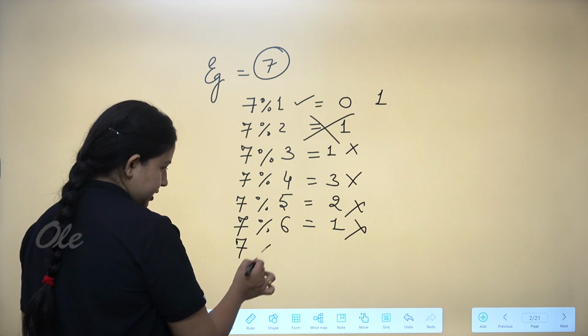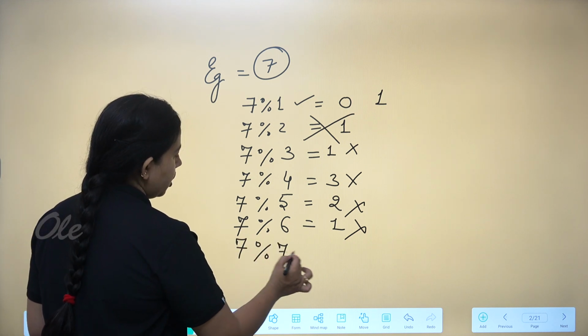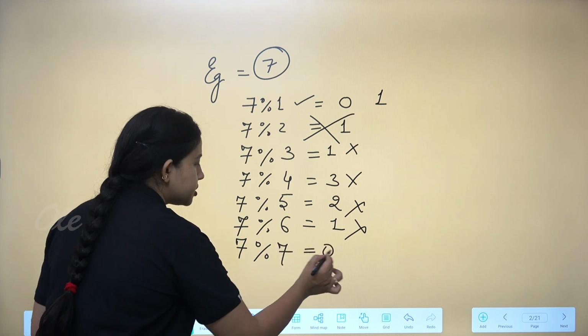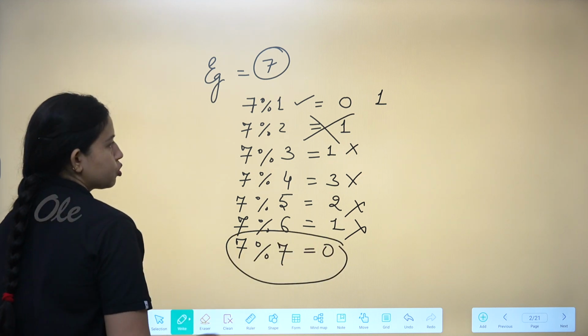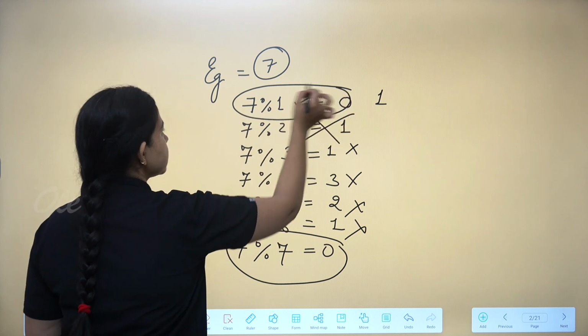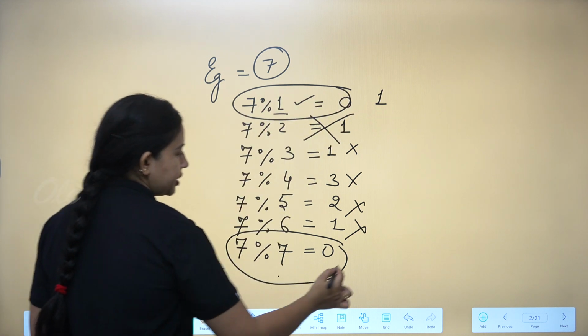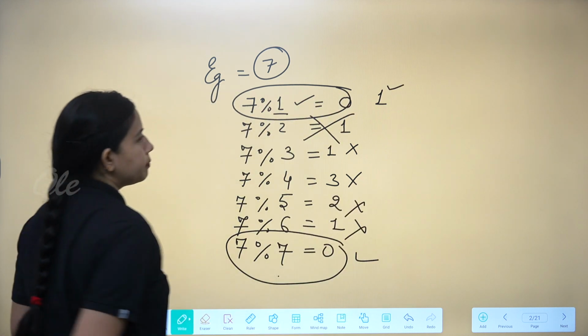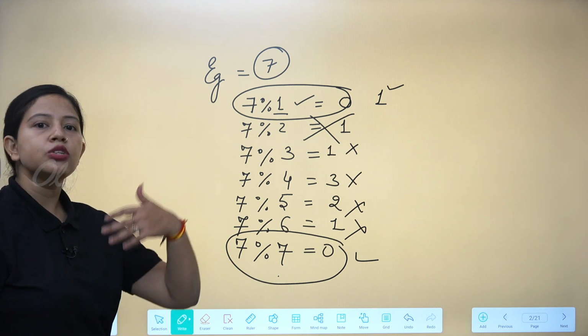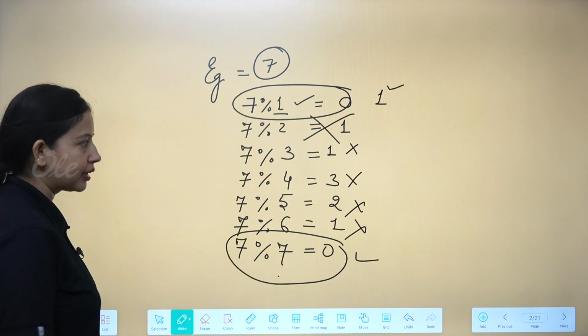But when you divide 7 by 7, it will give you a remainder 0. That will be completely divisible. So you can see that only in 2 places, where 1 and 7 are there, can it be completely divisible. That means only 2 numbers are the factors of it.